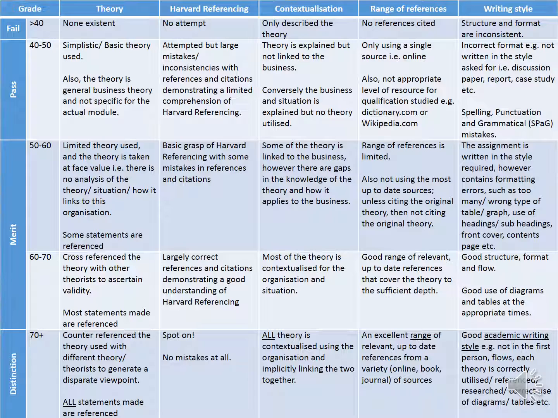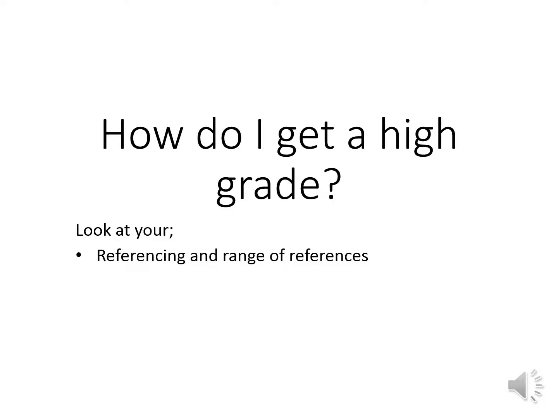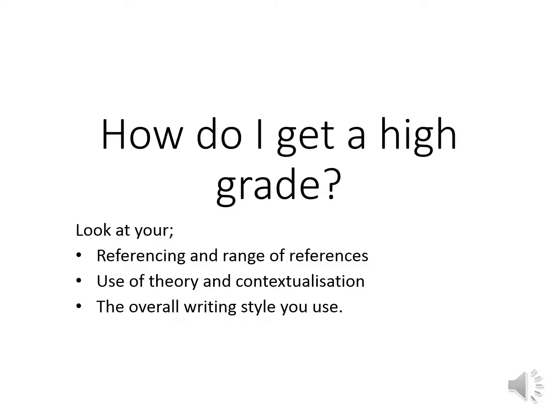We're in academia now. It's about developing good quality things. So, answer the question: how do I get a high grade? You've got to look at things such as your referencing and your range of references, your use of theory and how you contextualize that back to the question that was set, and look at your overall writing style as well. Make sure it's a good quality academic writing style that has a flow, a structure and a format. Okay guys, good luck.